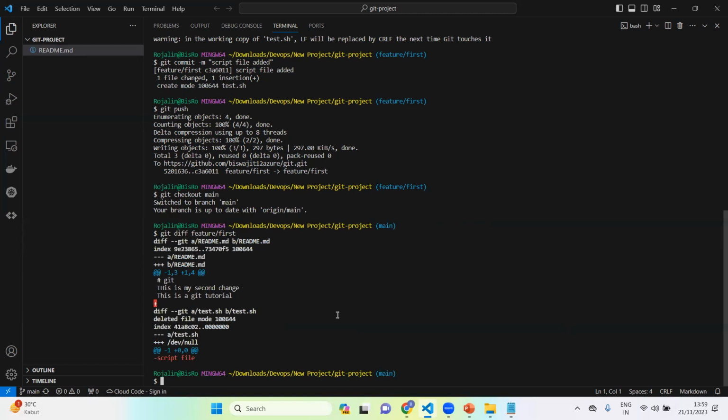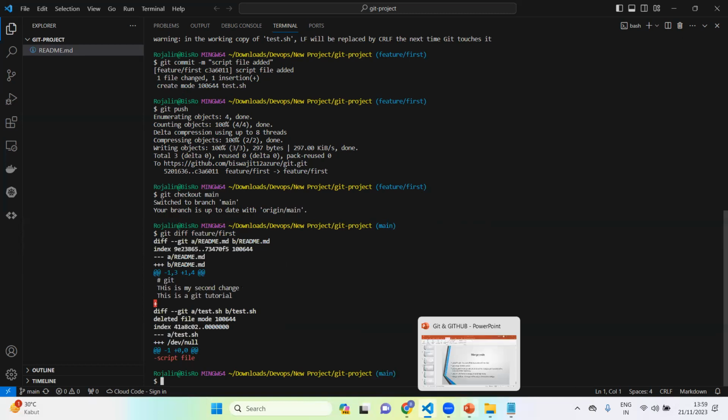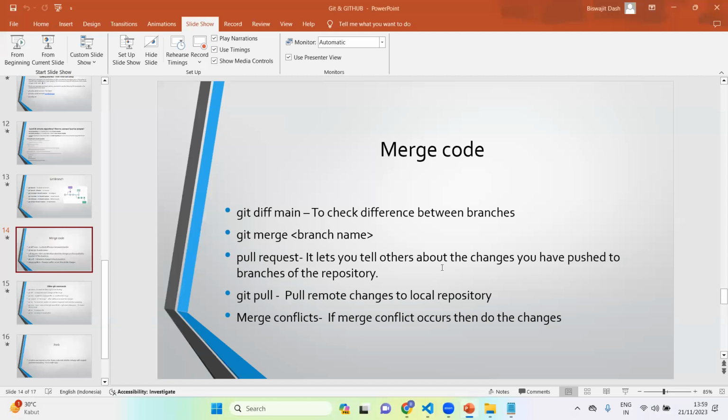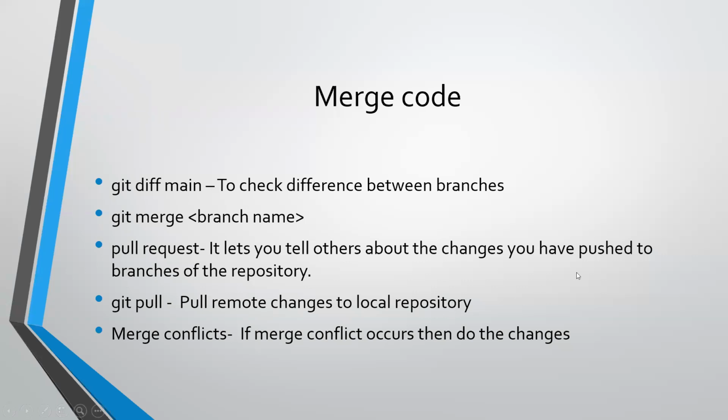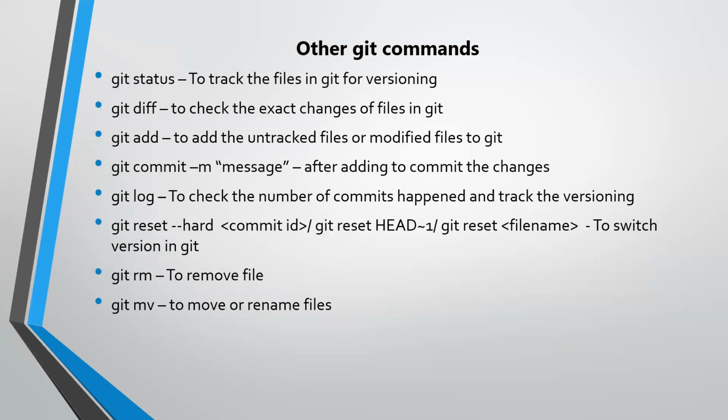Now we'll go to our slide and see pull request. We already understand pull request. It lets you tell others about the changes you have pushed to branches of the repository. Git pull pulls remote changes to the local repository. If a merge conflict occurs, then make the changes and remove the merge conflict.